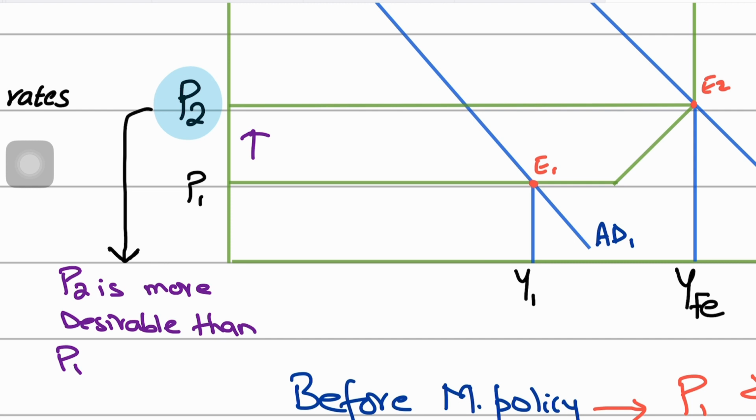Hence at YFE, with the price level of P2, what you'll end up saying is that the monetary policy has been successful in correcting the deflation. That's how you explain the diagram.